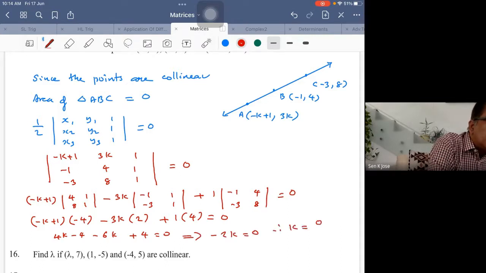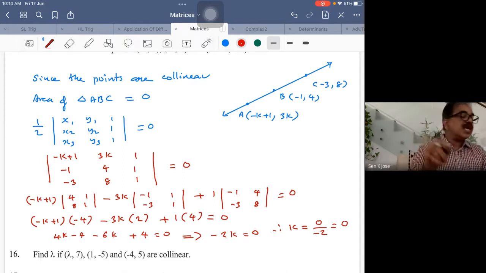Therefore, k is equal to 0 divided by negative 2. It's not addition, it's division: minus 2 into k. One could make a careless mistake. Minus 2 moves to the other side and it becomes plus 2 kind of a thing, which is wrong. It's negative 2 into k is equal to 0. So if I want to get rid of that multiplication, I should divide both sides by negative 2. So k is 0 by negative 2, which is 0. So you get k is equal to 0.